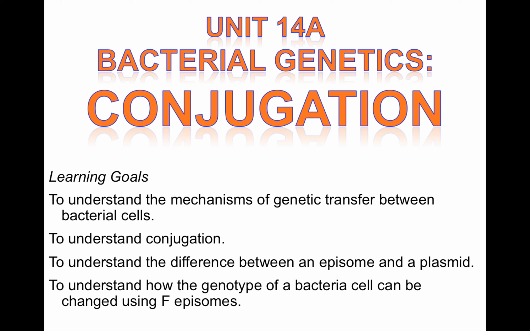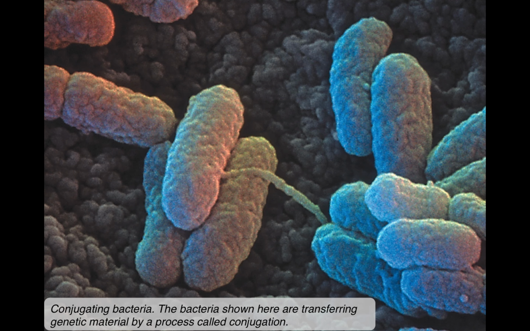Our learning goals are to understand the mechanisms of genetic transfer between bacterial cells, to understand conjugation, to understand the difference between an episome and a plasmid, and to understand how the genotype of a bacterial cell can be changed using F episomes. This is an electron micrograph of bacterial cells in the process of conjugation, and you can see that there's a cytoplasmic bridge that connects two bacterial cells. This is the bridge that the genetic information is going to travel through from one cell to another.